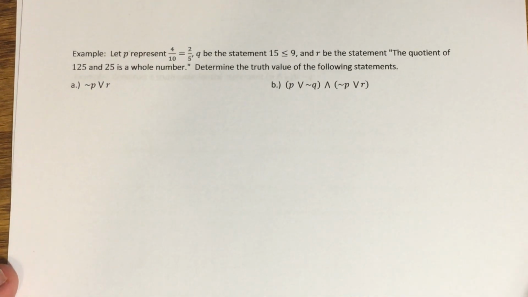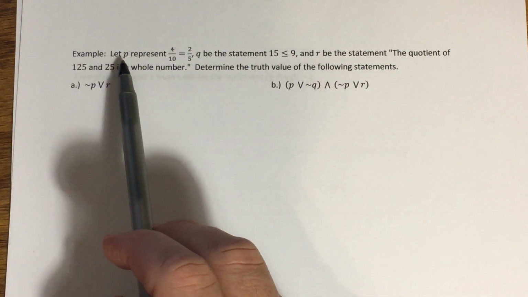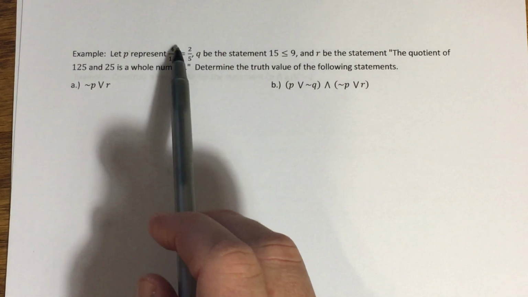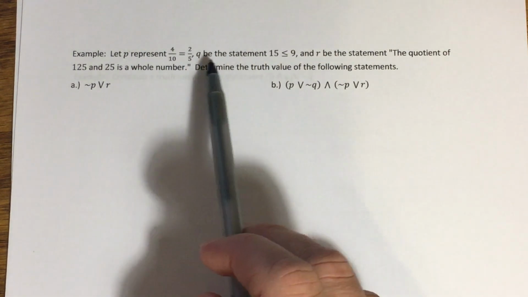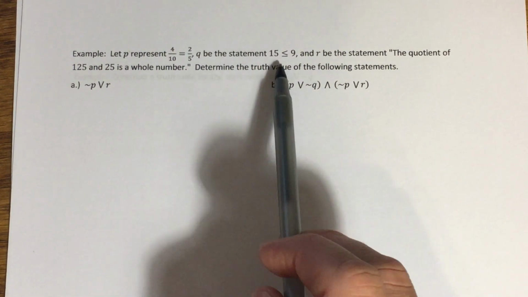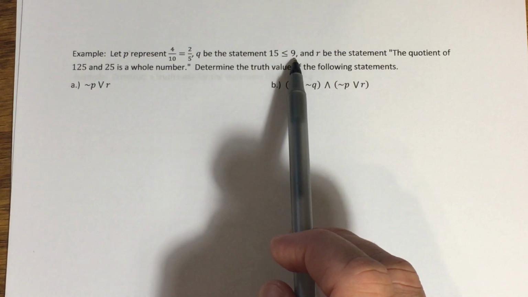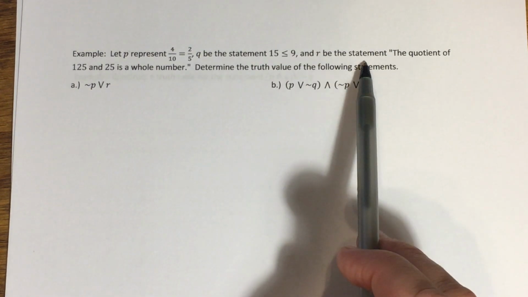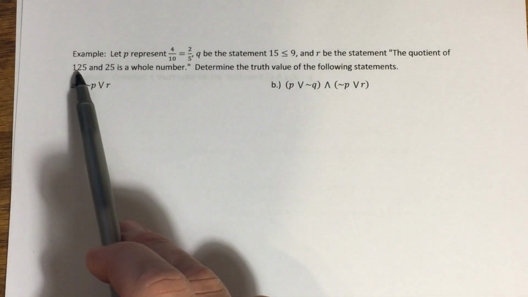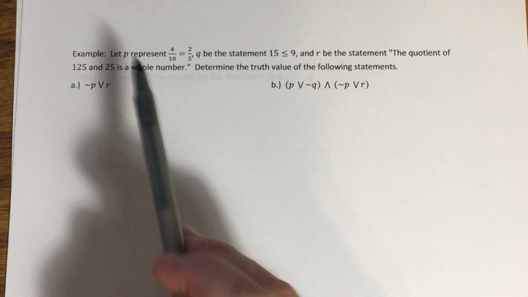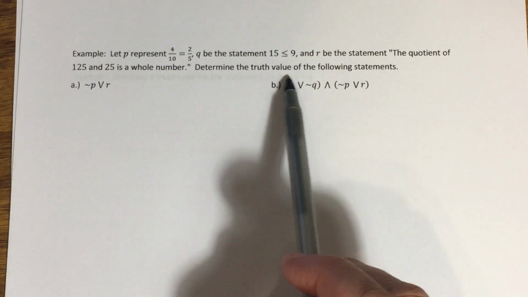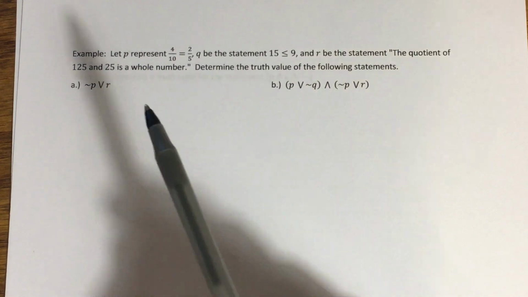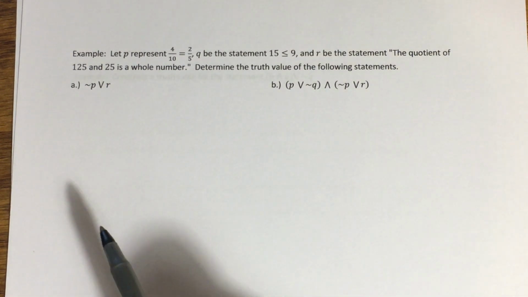Let's try some similar examples, but this time let's work with actual statements. So this time, P is going to represent the statement 4/10 equals 2/5. Q is the statement 15 is less than or equal to 9. And R is the statement the quotient of 125 and 25 is a whole number. And we want to determine the truth value of a couple of examples here, two statements that were given.